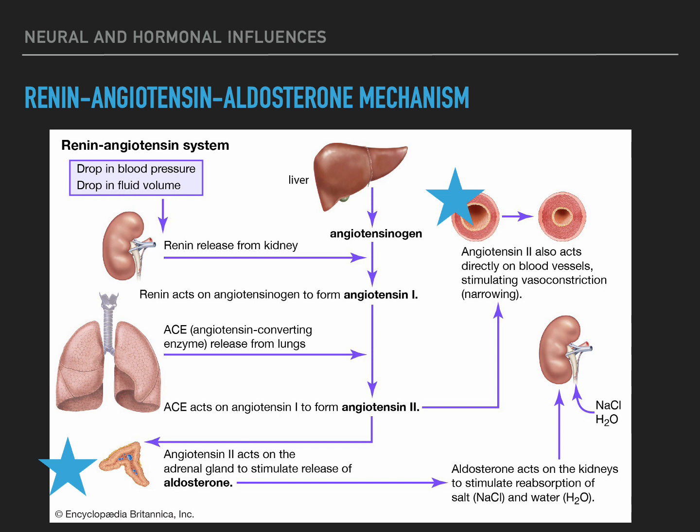The first being direct vasoconstriction of both the afferent and efferent arteriole by angiotensin 2. The second effect is angiotensin 2 on the adrenal gland, which stimulates the release of aldosterone, which then stimulates the kidney to reabsorb sodium, chloride, and water.